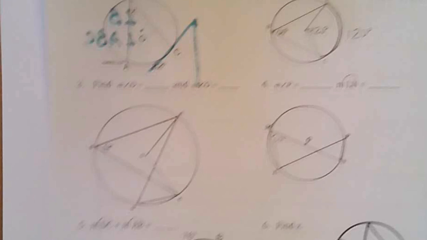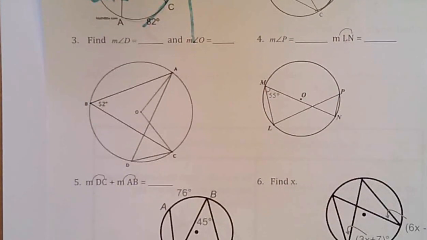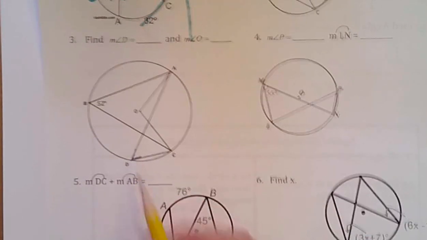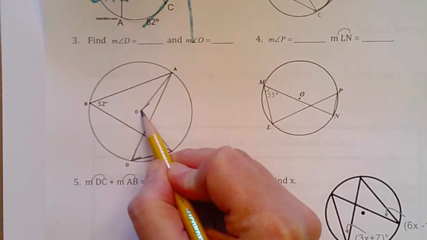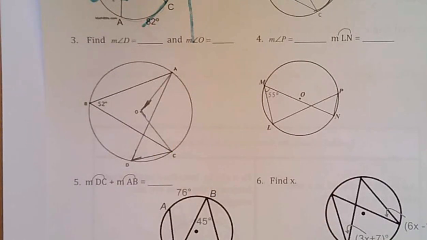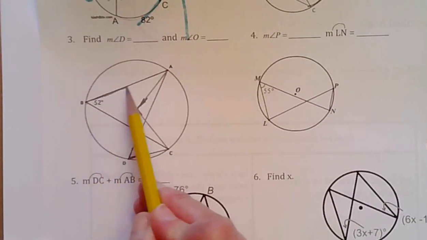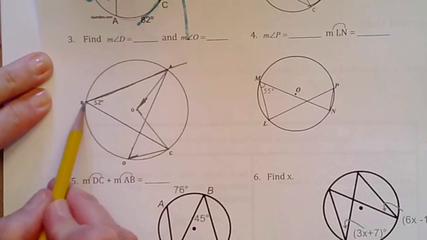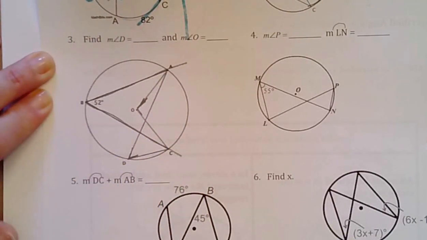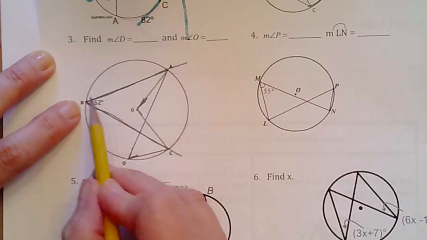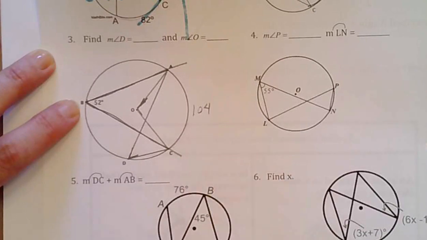Let's move on to number 3. Okay, so number 3, we want to find the measure of angle D. Here's angle D in here, and O is over here. And all they tell me is 52. That's an inscribed angle. So I can trace the angle with my pencil, and here is the arc. And the arc is twice, so that's 104.